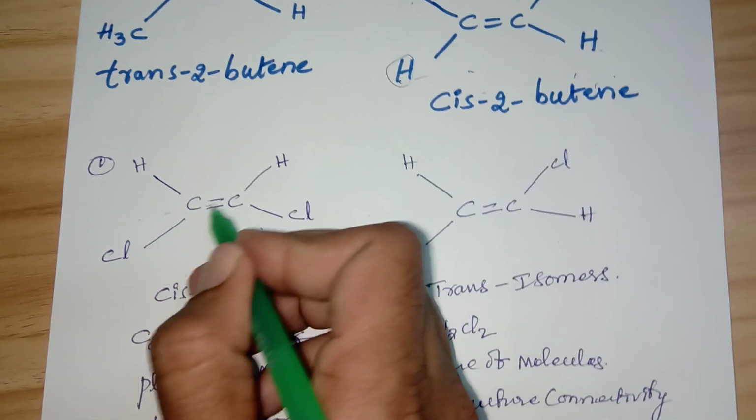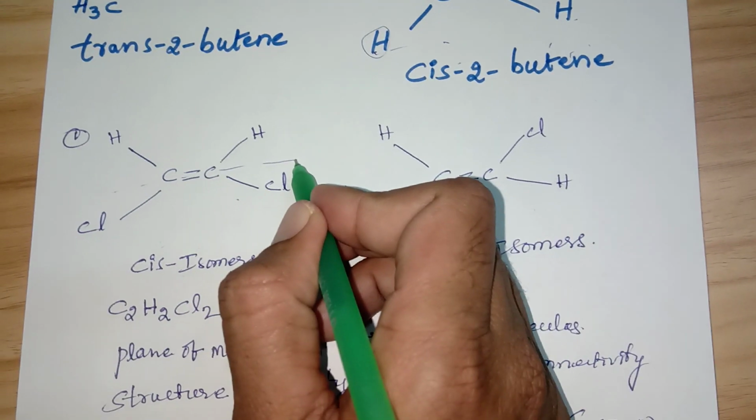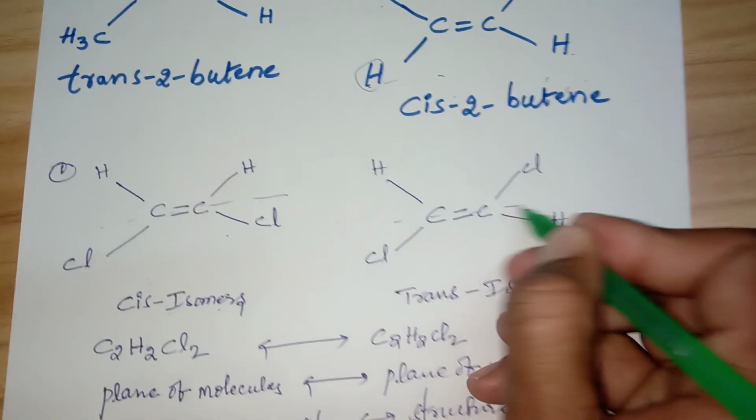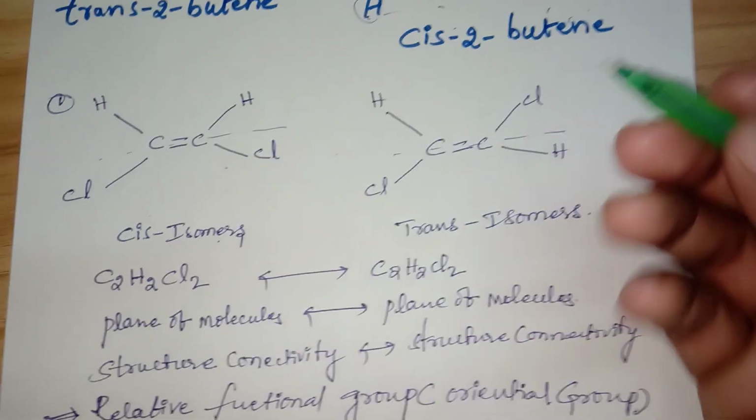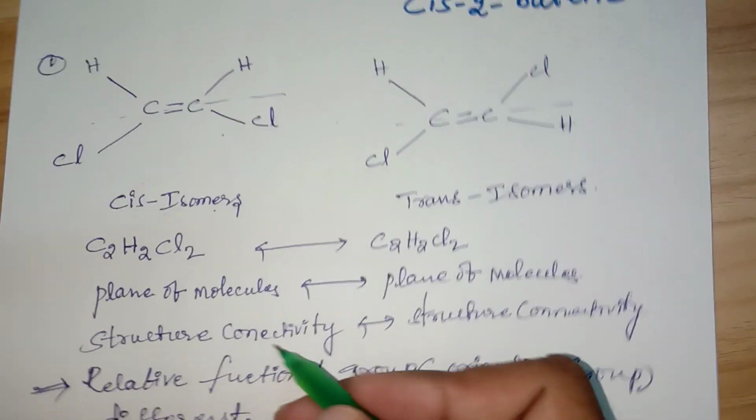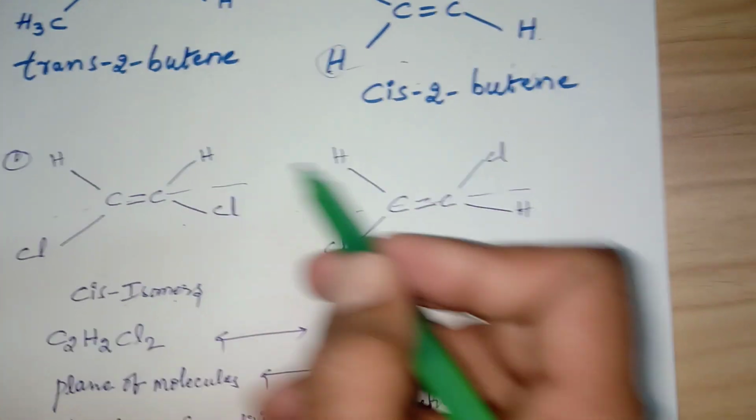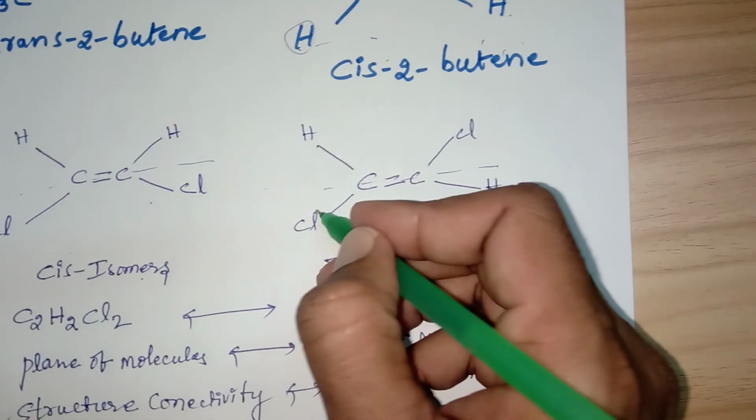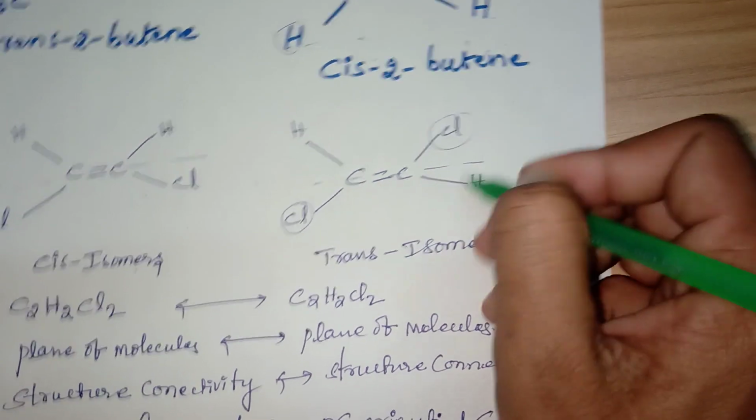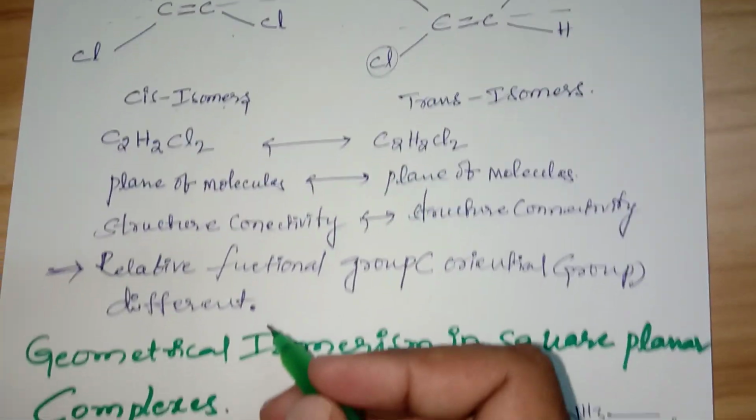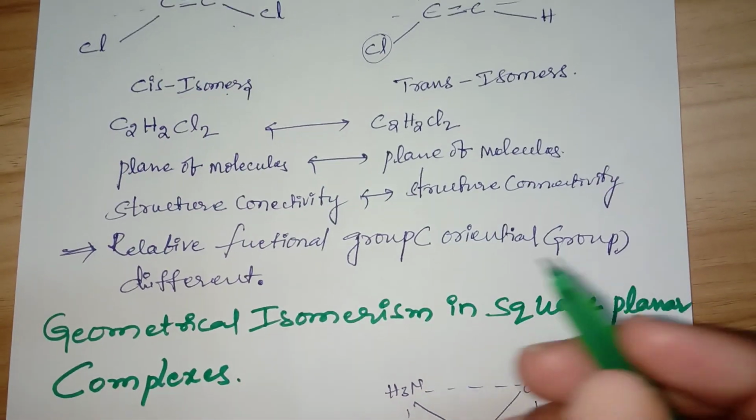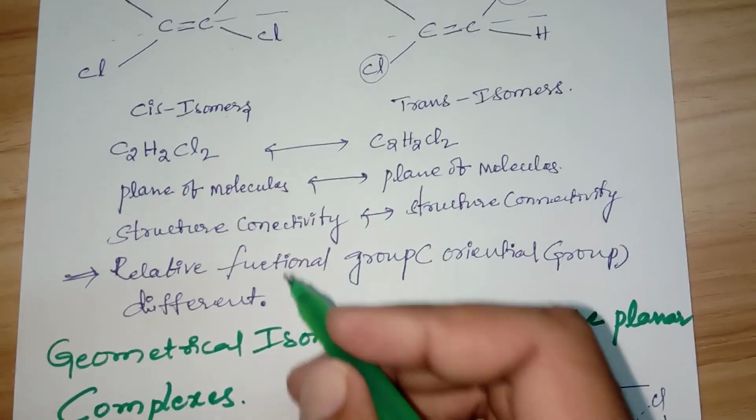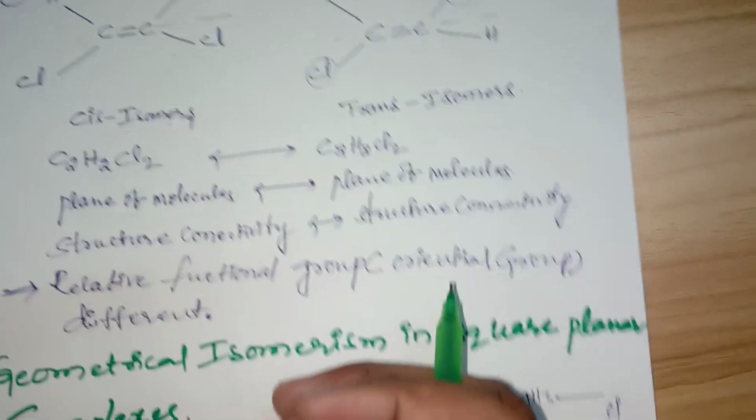So you can see this is the plane of the molecule. Here also the plane of the molecule is the same, right? The structure connectivity is also the same, but the relative functional groups, meaning the chlorine and the hydrogen, are different in orientation. That's why it shows cis and trans isomers.